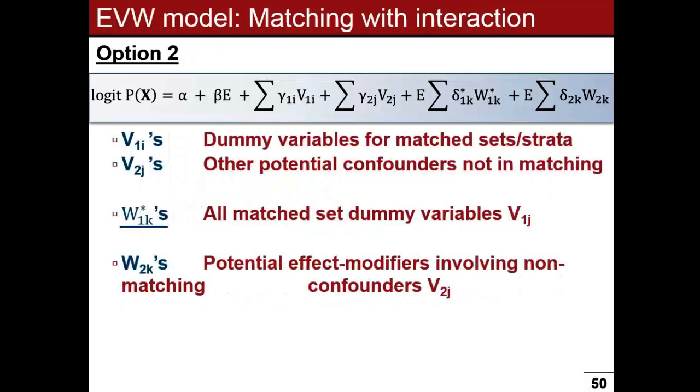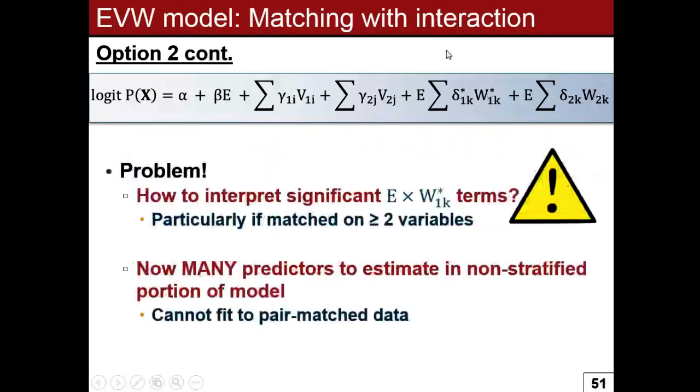The other one here is, you can say, well, I'm not going to do that. I want to have the interaction between exposure and the dummy variables for the match sets. And that's just weird. We didn't care about the V variables themselves and the gammas that went with those, and it's going to be very hard to deal with the EW terms.